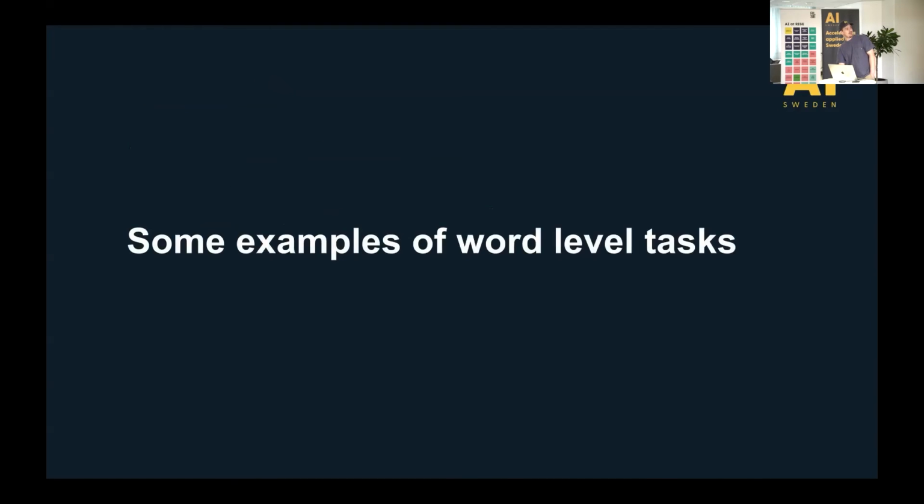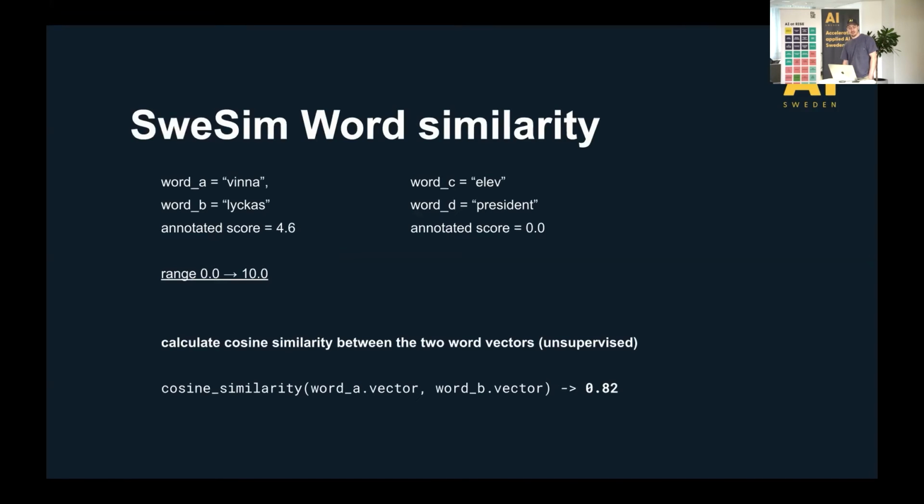All right, and some examples for the word level tasks are first off the word similarity task, which is how similar 2 words are to each other. And there is some ground truth provided by Språkbanken. So we have the words vinna and lyckas, so win and succeed, and they're annotated as similarity 4.6 on a scale of 0 to 10, I believe. And you have the words student and president, and they were annotated as dissimilar. And I think this is the average of 4 annotators or something like that.